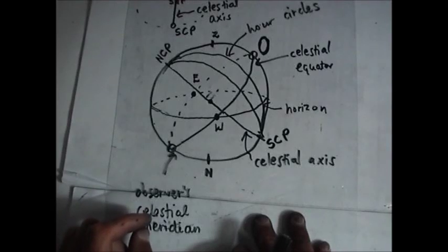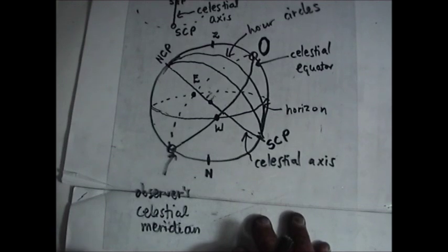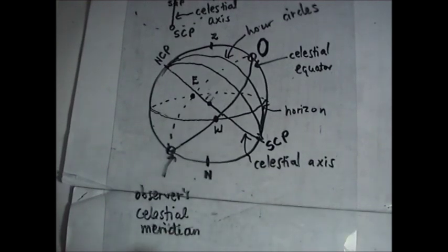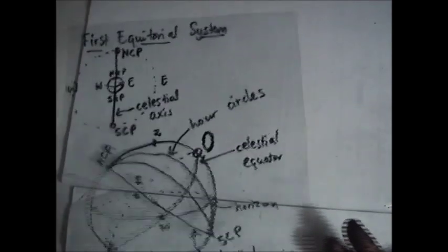Hello mates, in the previous video we just introduced the first equatorial system, and this is the diagram that we came up with when we finished. We labeled everything on the diagram that is useful to us: the origin, the celestial equator, the horizon, celestial axis, and the observer's meridian. So now we are going to see how to define the angles.